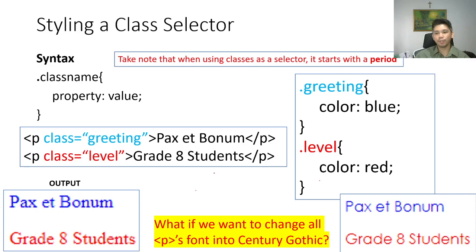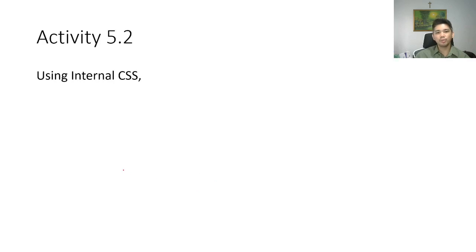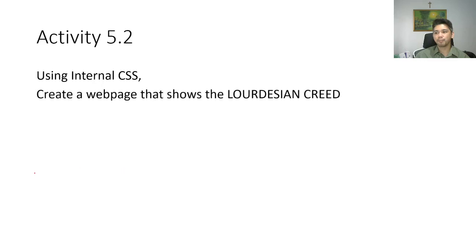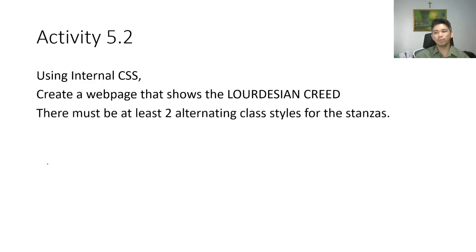All right, so now for your activity, using internal CSS, I want you to create a web page that shows the Lordician Creed. There must be at least two alternating class styles for the stanza. So the first stanza has one style, the second one will have a different one, the third one will get the first style, and the fourth one will get the second style. So alternating.